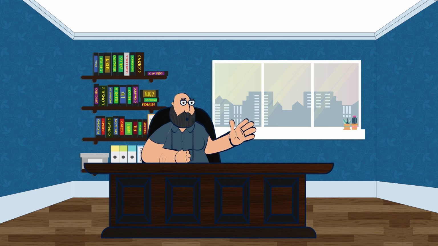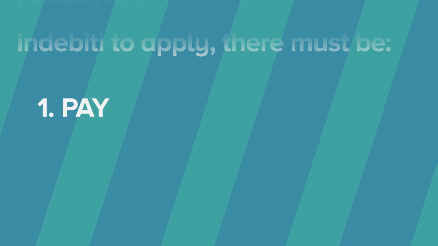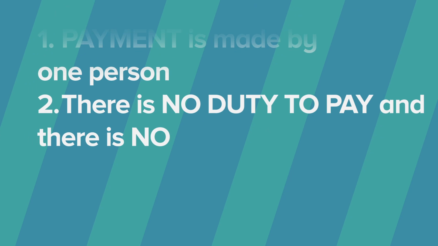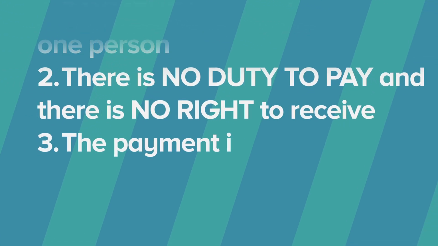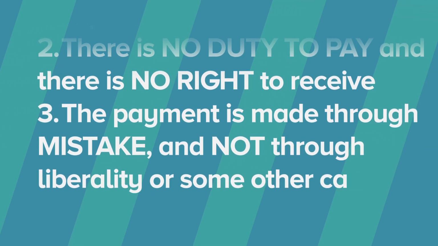For the rest of us mere mortals, solutio indebiti is just another Latin phrase for us to remember. Solutio indebiti is a juridical relation which arises when something is received when there is no right to demand it and it was unduly delivered through mistake. In order for solutio indebiti to apply, there must be: 1. Payment is made by one person. 2. There is no duty to pay and there is no right to receive. 3. The payment is made through mistake and not through liberality or some other cause.